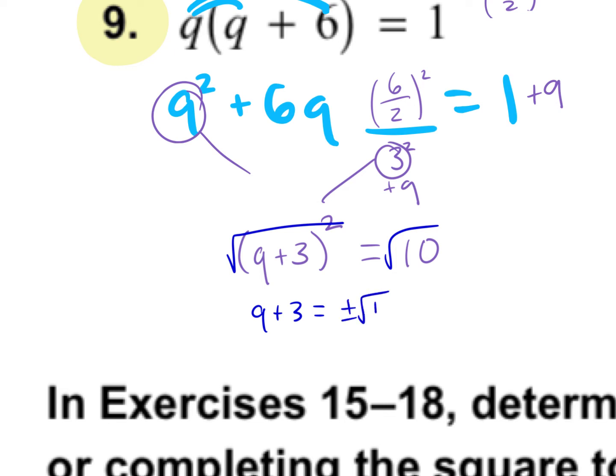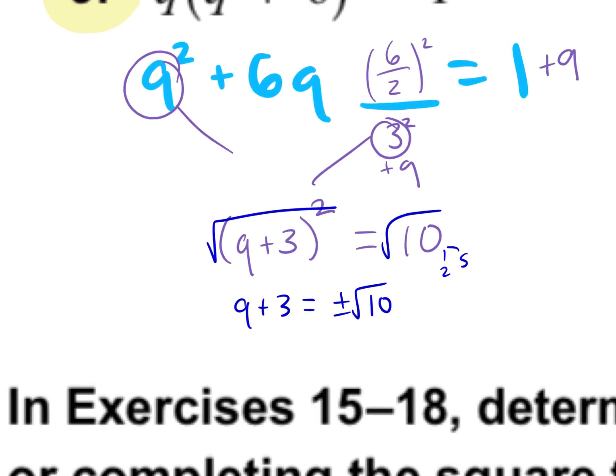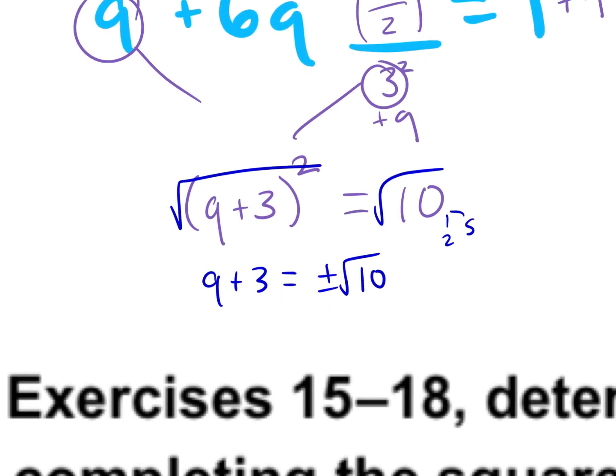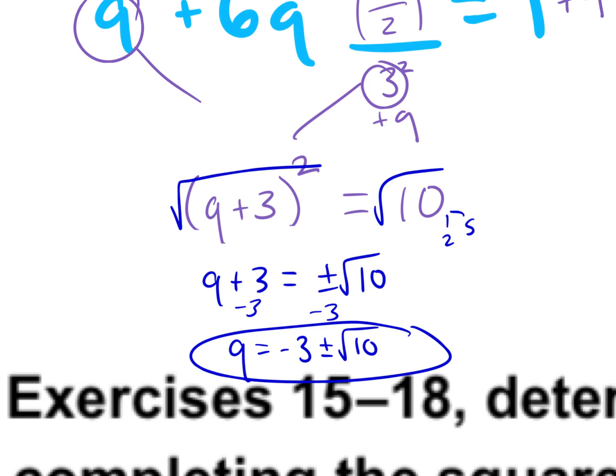Awesome. Can I simplify square root 10? No. The only two factors are 2 and 5, and I don't have a pair, so I can't circle anything and take it out. So it's just plus or minus square root 10. And what's the last step? Subtract 3. So Q is equal to what? Negative 3 plus or minus square root 10. Awesome.